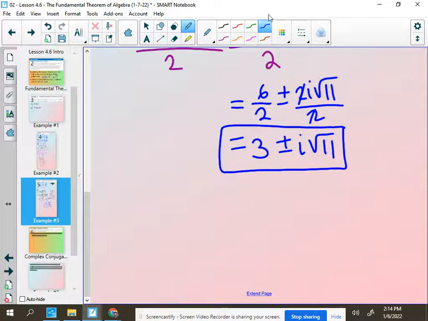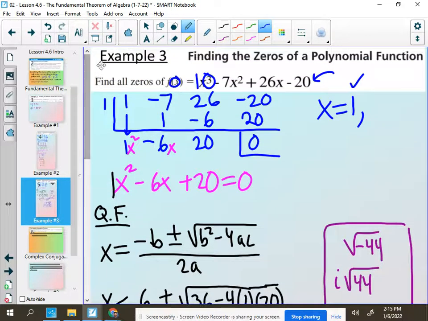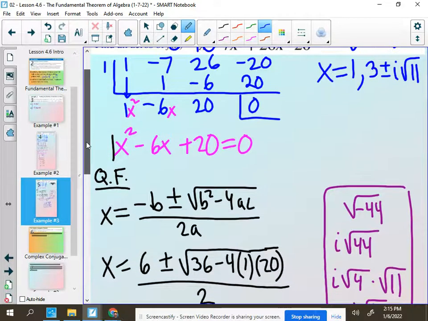Those are my last two solutions, right? Just like before, there's a plus, there's a minus. These are two different answers, 3 plus i root 11, 3 minus i root 11. So like before, if I scroll all the way to the top, we get 3 plus or minus i square root 11. Two solutions. Now I'd encourage you to stay with me here. I know you're like, well, I'm done. I'm moving on to the next example.